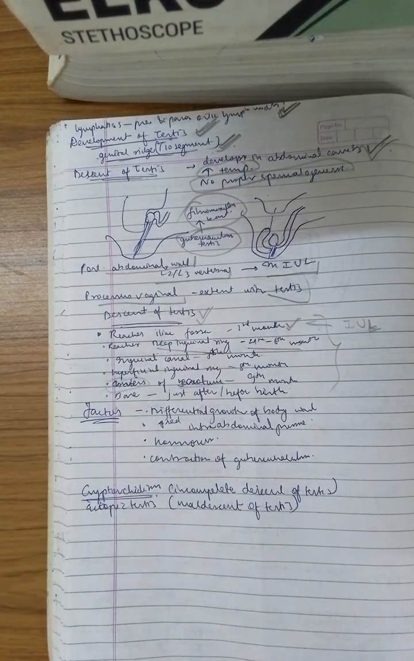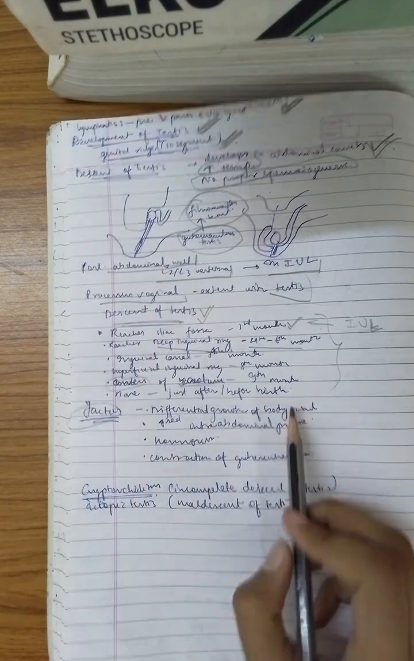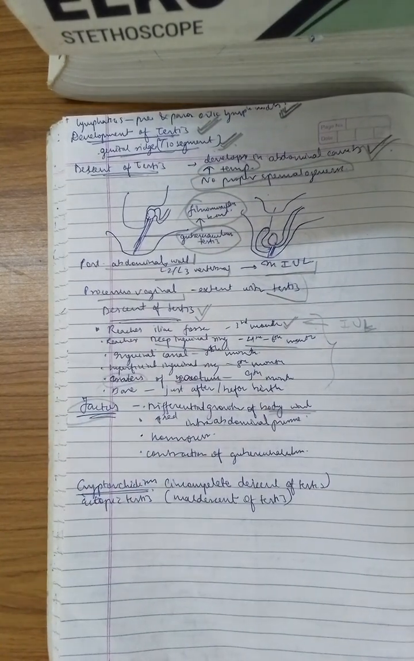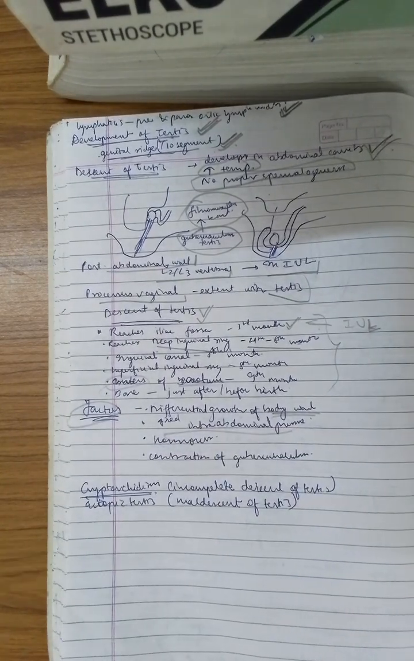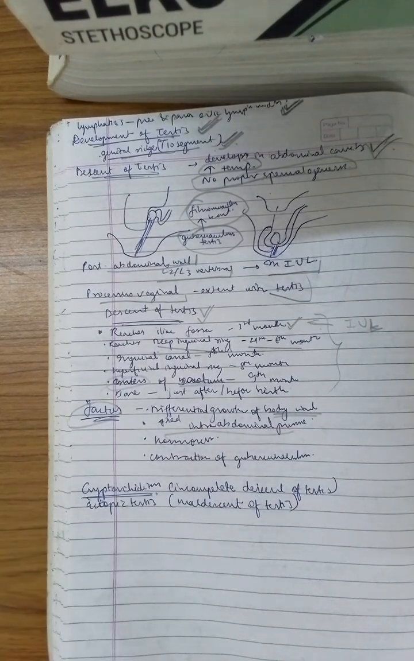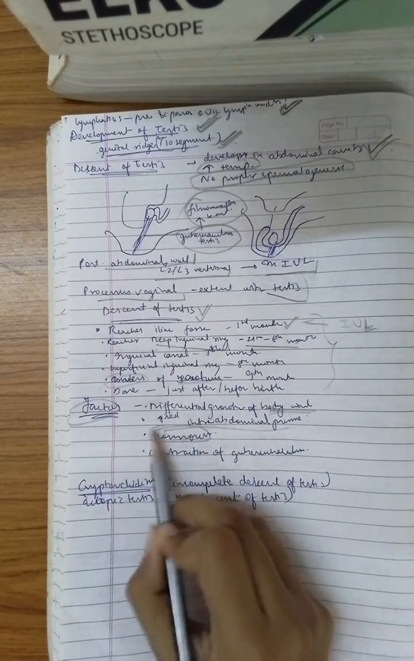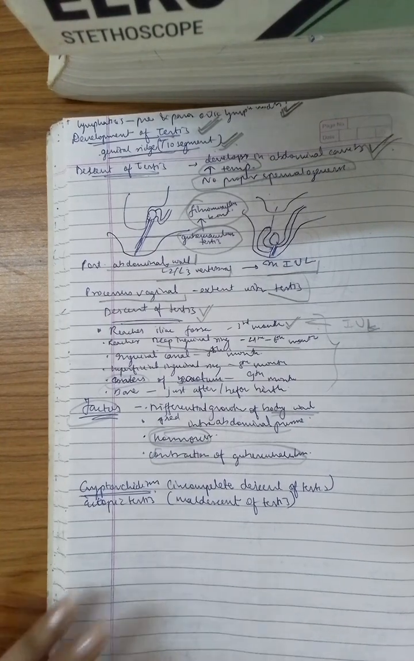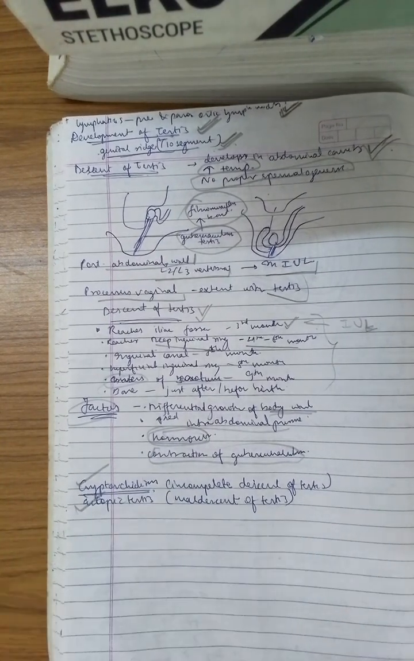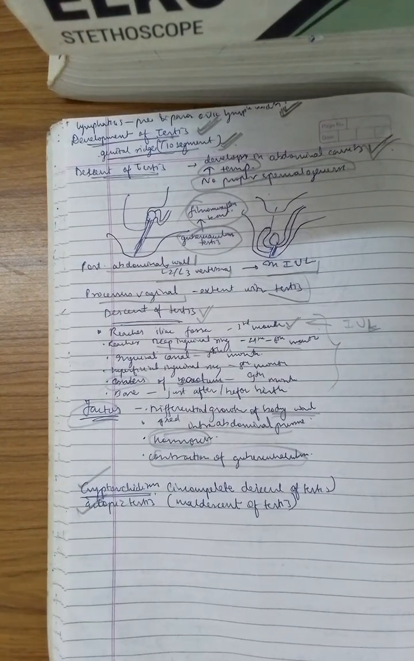just before or just after birth. Now the factors: there must be differential body wall growth, and increased intra-abdominal pressure, which causes it to descend downwards. Hormone action will be there, and then there will be contraction of the gubernaculum. Cryptorchidism and ectopic testis are the 2 clinical correlations.